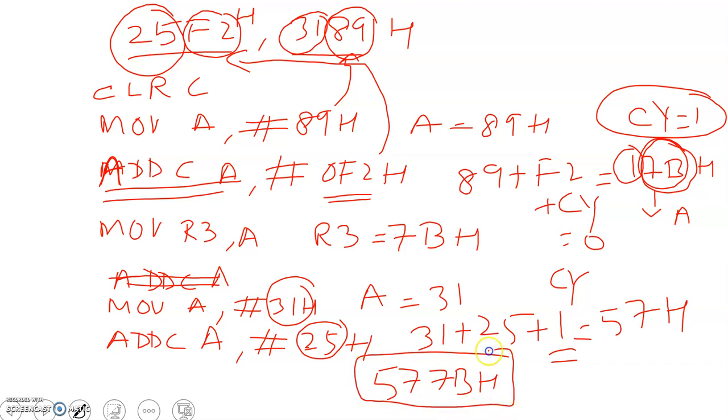So this is the answer, and you can save this value in some other registers also. So MOV R4, A. Okay, so this value 57 is saved in R4. So R3 and R4 will have the value of the operation.